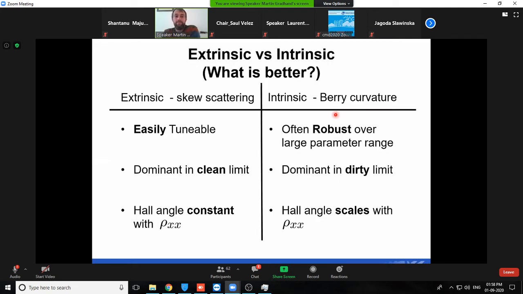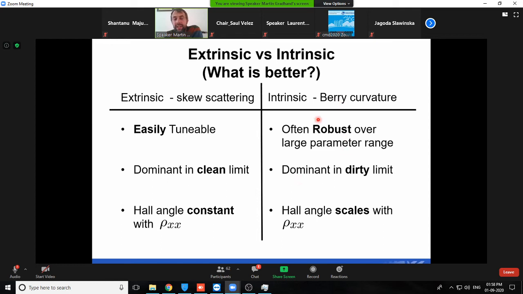All right, so to summarize this transition between intrinsic and extrinsic: if you want to use the extrinsic skew scattering mechanism, it's nice because it's easily tunable. It will be dominant in the clean limit only. So as soon as you're in the dirty limit, as soon as you have a high resistivity, you won't see this extrinsic contribution. The other advantage or disadvantage, depending on what you want to achieve, is that the Hall angle is constant with the longitudinal resistivity.